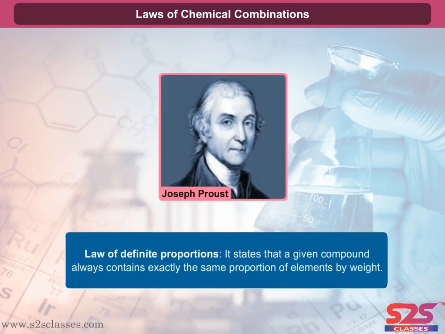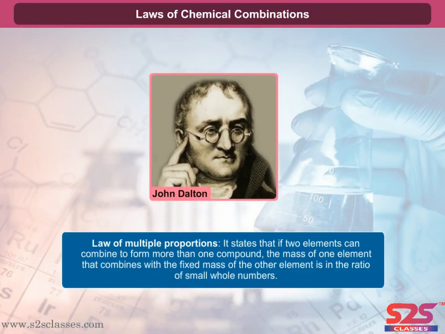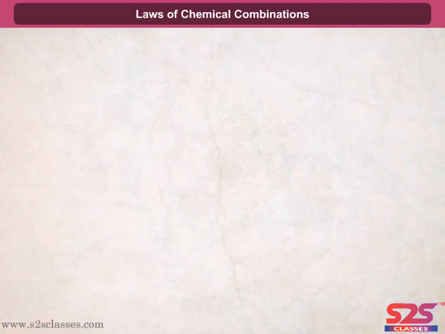Joseph Proust showed that a given compound always contains exactly the same proportion of elements by weight. This is called the law of definite proportions. Dalton proposed the law of multiple proportions. According to this law, if two elements can combine to form more than one compound, the mass of one element that combines with the fixed mass of the other element is in the ratio of small whole numbers.